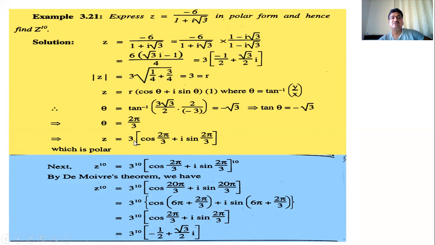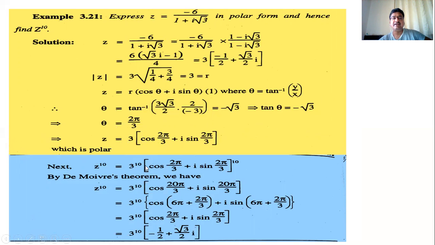And so the answer is what? 3 cos 2 pi by 3 plus i sin 2 pi by 3. This is the polar form of this number. Tan inverse y by x, by using the formula, tan inverse of minus root 3 is 2 pi by 3, because tan 2 pi by 3 is minus root 3. Okay, so this is the polar form.